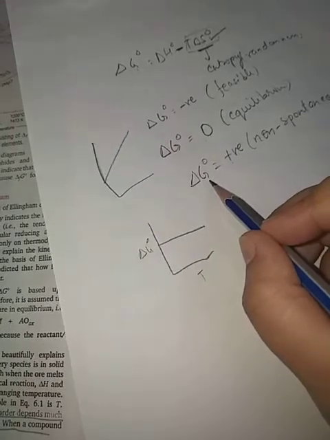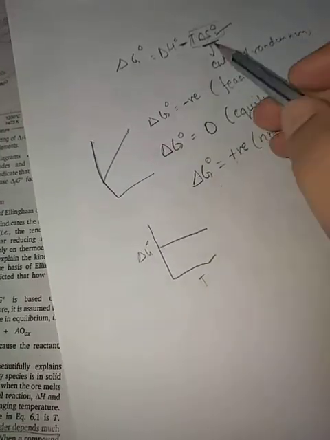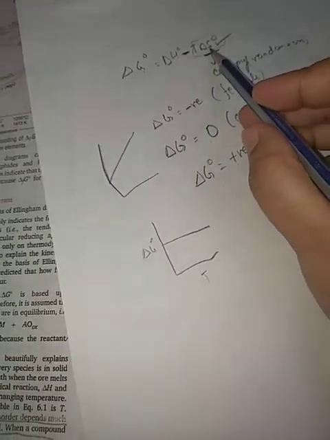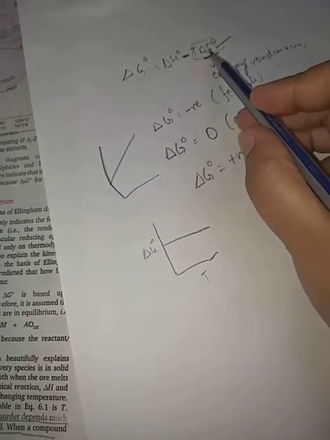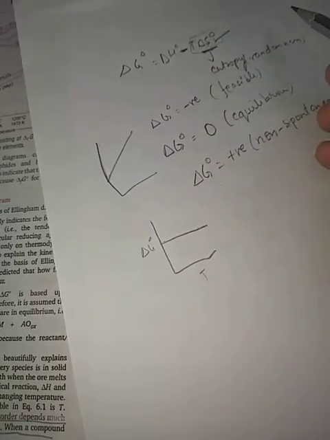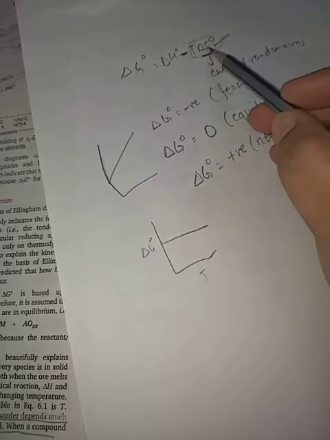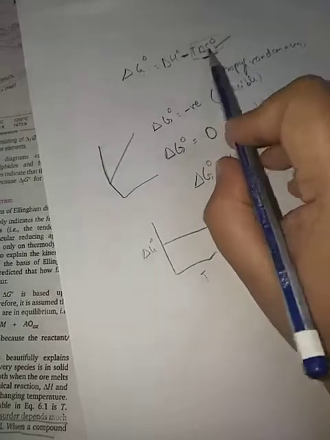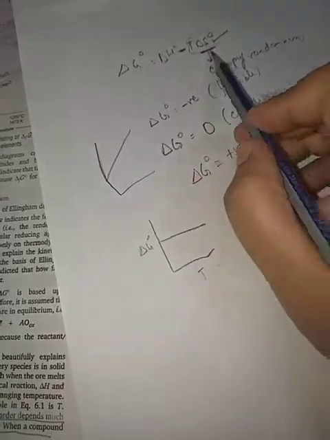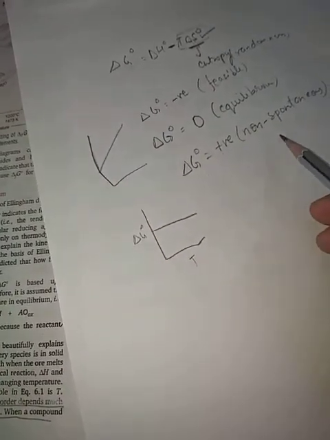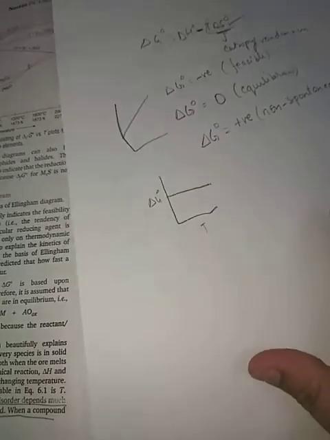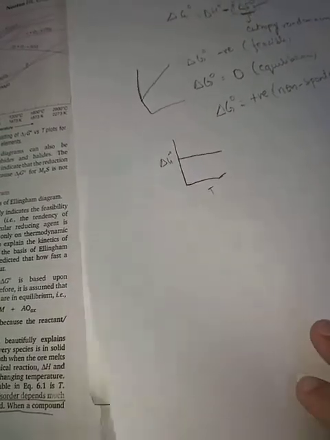And if entropy is decreasing, suppose two substances are reacting to form a solid substance. If a solid substance forms, the entropy or randomness will decrease, and in spite of increasing the temperature, the randomness is decreasing, so delta G will become positive, which means the reaction is non-spontaneous. So this is the main thing which Ellingham tried to explain in his graphical representation.